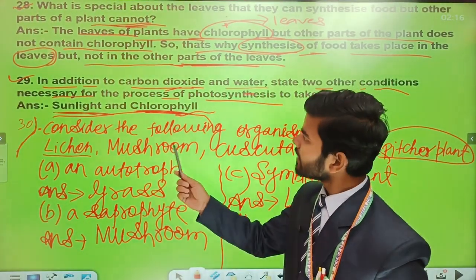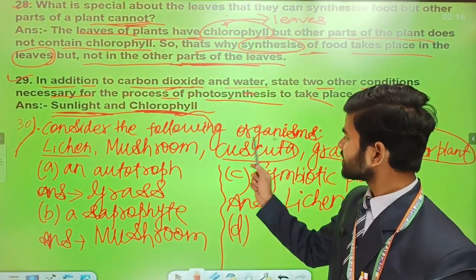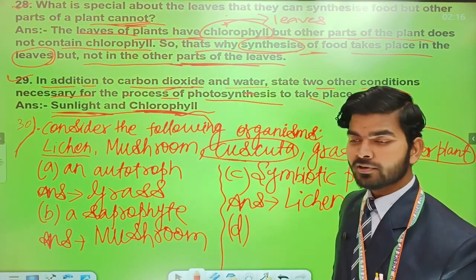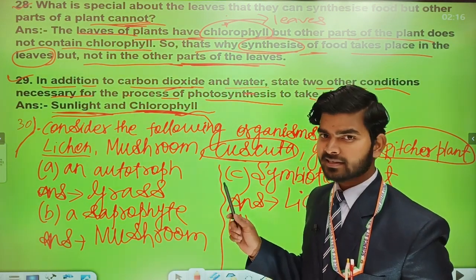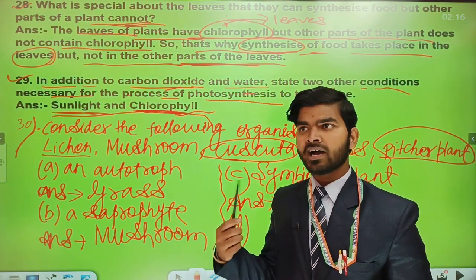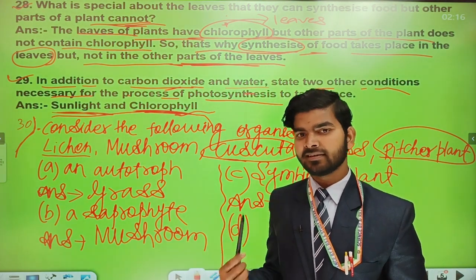Actually, the example of a parasite is Cuscuta. Cuscuta is a parasite. I have told you what parasitic nutrition is, and the example is Cuscuta. In Hindi, Cuscuta is also called Amarvel. All right.